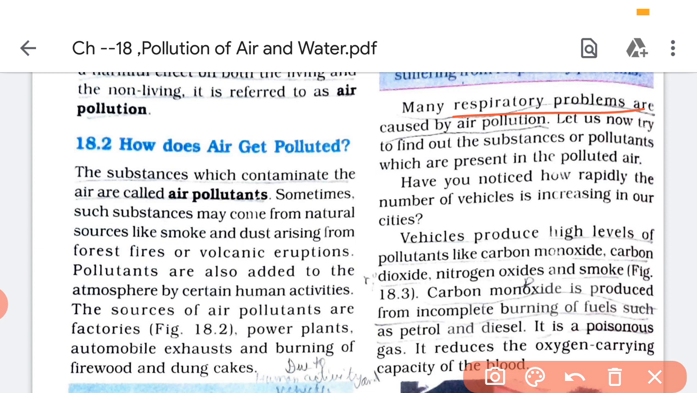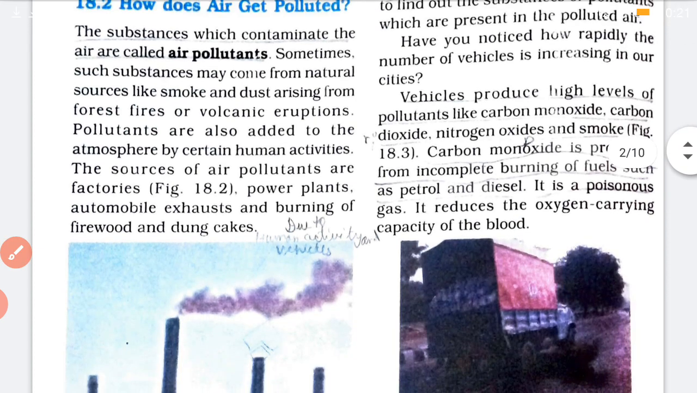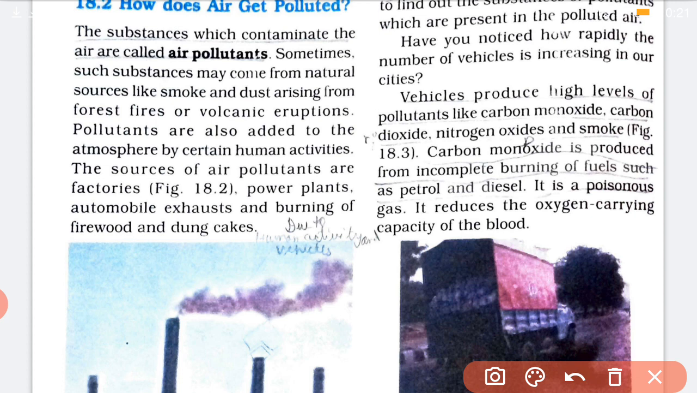And then the vehicles which produce smoke. Mainly what does the smoke contain? When petrol or diesel is not completely burnt, which gas is produced? You have learnt earlier in combustion and flame that carbon monoxide gas is produced. And when this carbon monoxide mixes with the air and we are breathing in this air, what happens? Our oxygen carrying capacity decreases. So this is also a threat to human beings.